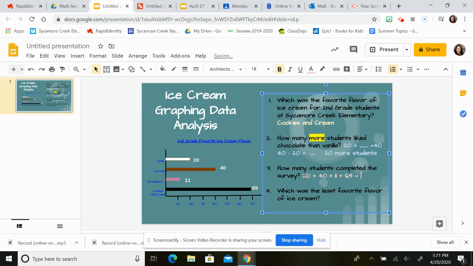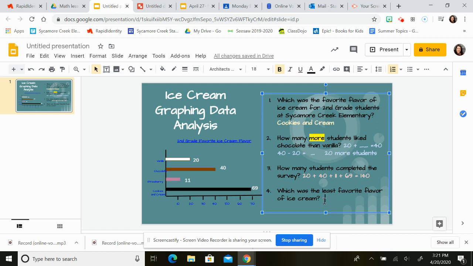Okay. So to find that answer, I did mental math. I know 40 and 20 is 60. I see another 10 right here, that is 70. I'm going to go over here, I see 60, so 70 and 60 is 130. And then I have a 1 and a 9, that's another 10. It totals 140. So I hope you were able to find that same answer. 140 students completed the survey.